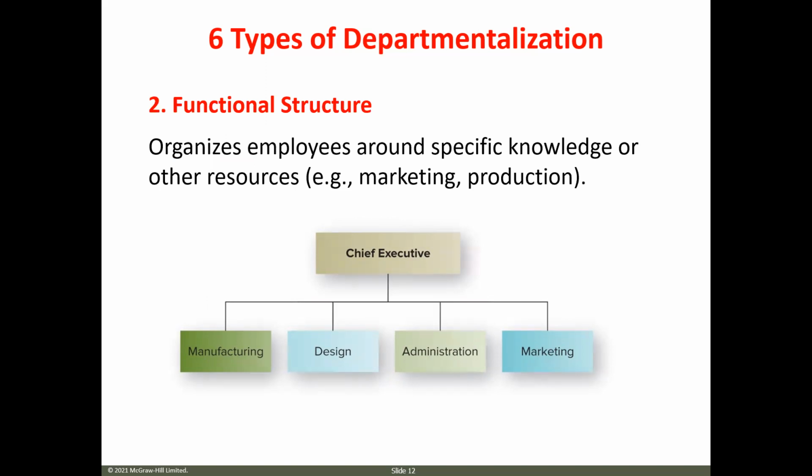And a functional structure organizes employees around specific knowledge or other resources. That's something important to know. For example, a group of people are working for the marketing team. Some people are for production. Some people for advertisement. Some people in the accounting department. This is also a very common form of structure in companies. Now, as you can see here, the chief executive, and there are four departments.